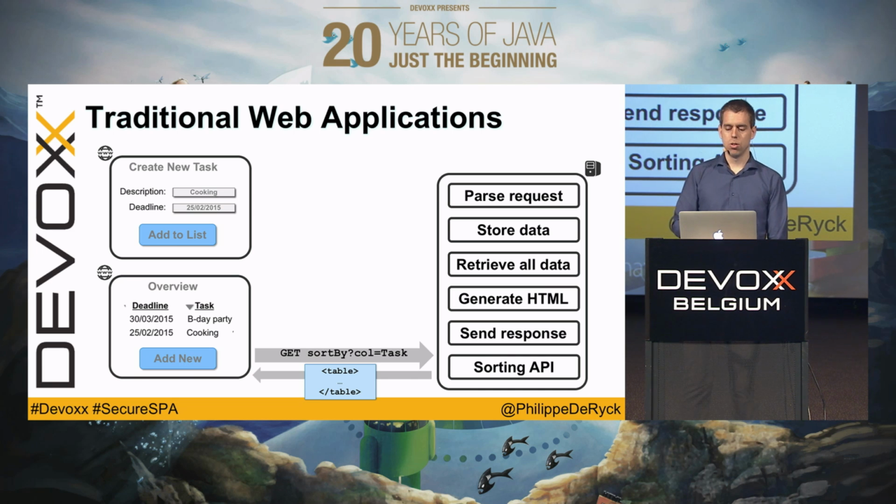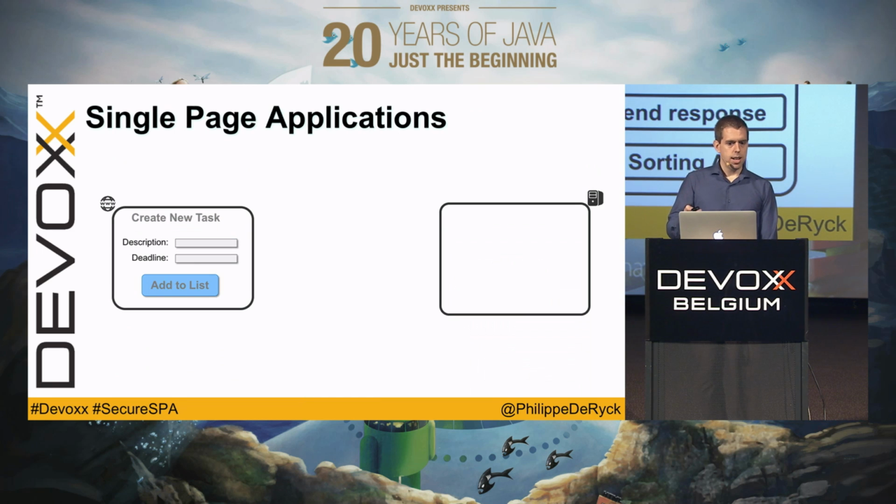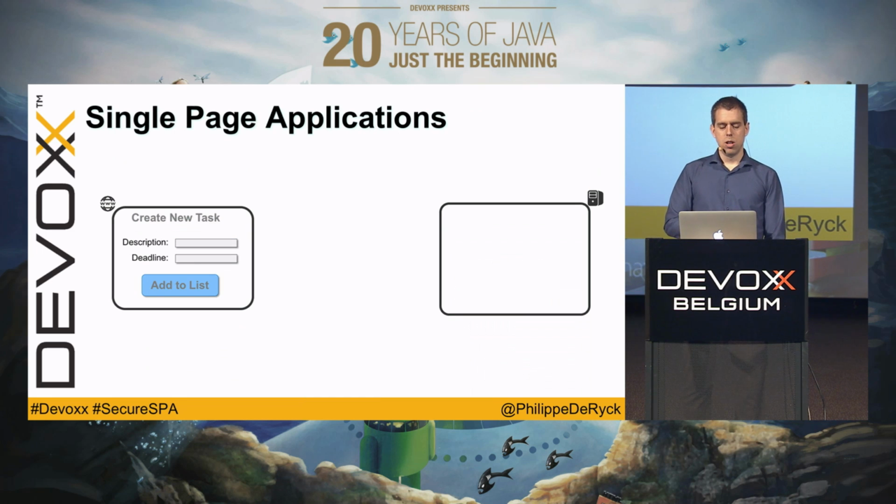The server is still in control. The server still decides what is possible, and it's not a real application in the browser in the sense that you don't have offline support, things like that. And then come single-page applications, and they really shake up how web applications are being developed.